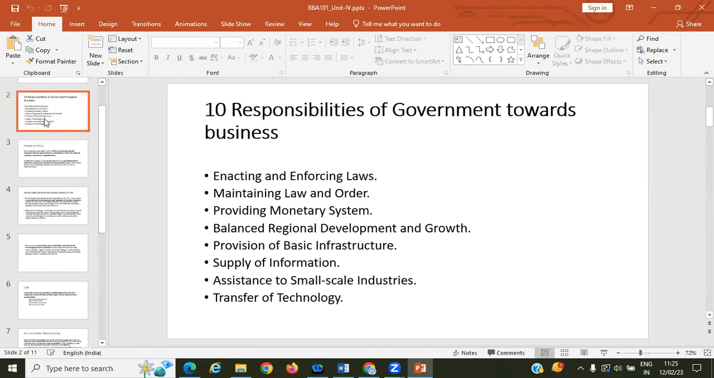This is one important thing. What are the responsibilities of government? This is important in this unit, so remember these points. This may come as one question: what is government responsibility in business organization, in industry? Law is one thing, infrastructure is one thing. Under infrastructure you can provide a lot of things. And government is providing assistance to small scale industry, technology.